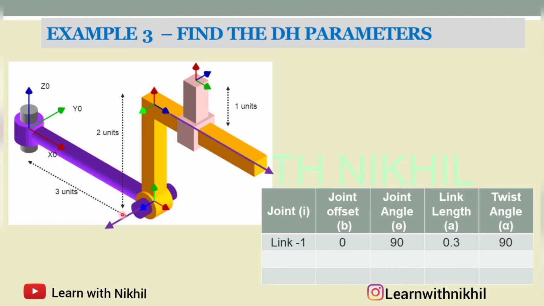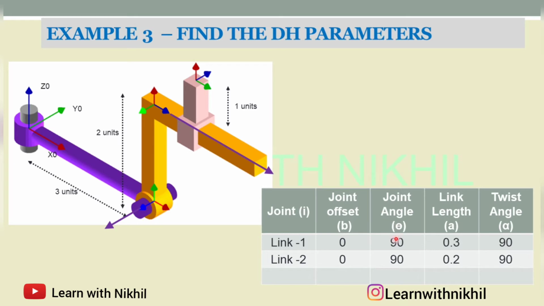Now moving forward towards link number 2. For link 2 also, right now we have rotated this and this is the current position of the coordinate frame. This is link 2, and it joins between this and this. For link 2 again, the joint offset is 0, as there is no distance for this joint. So the joint offset is 0.